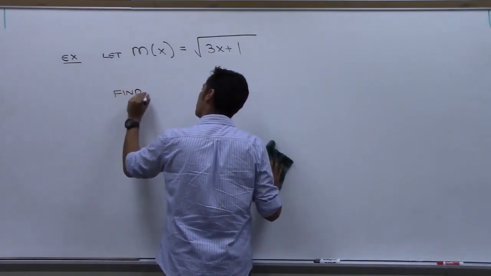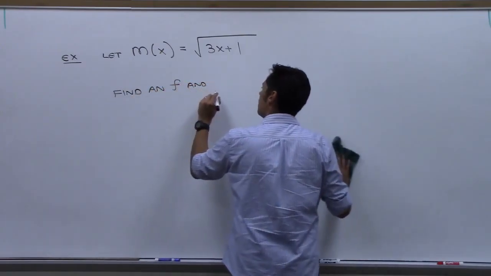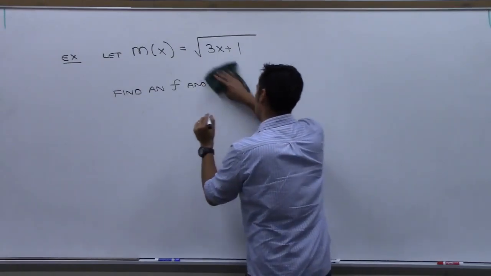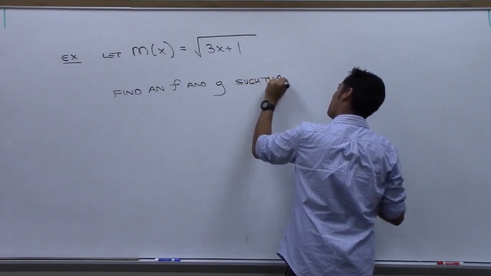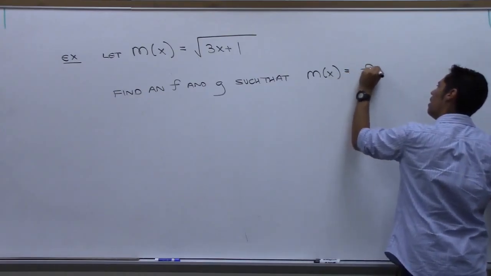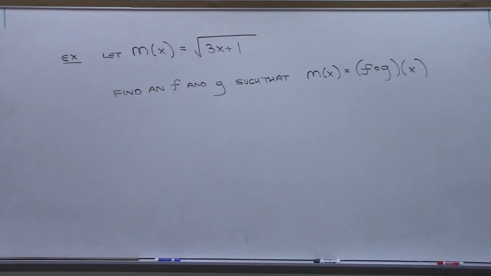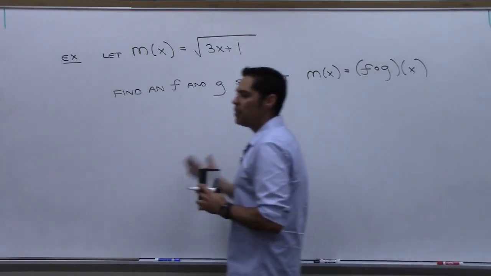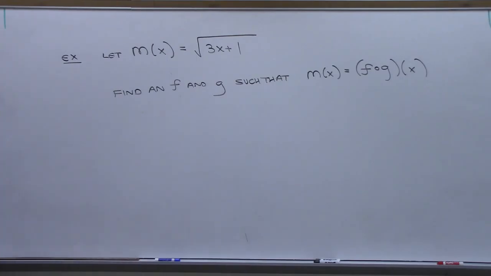Find an f and g such that capital M of x equals f of g of x. So what we're saying is we think that capital M can be rewritten as the composition of how many functions? 2. What are they?